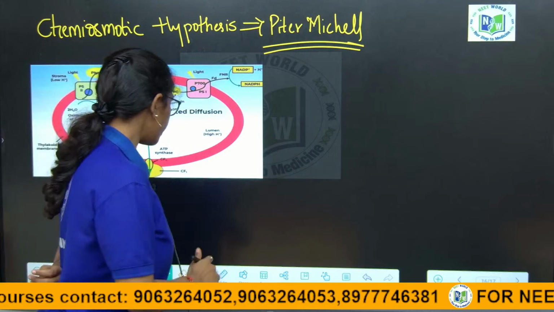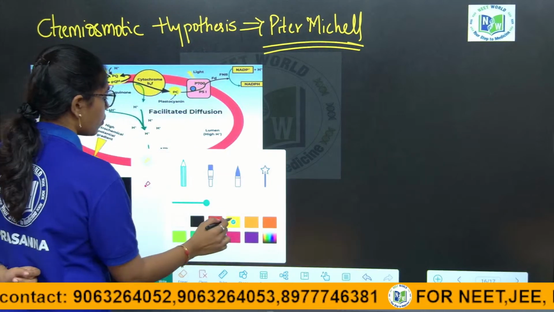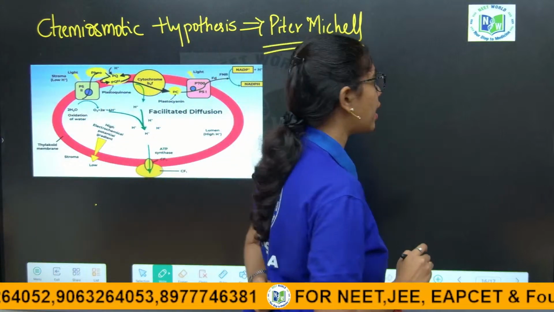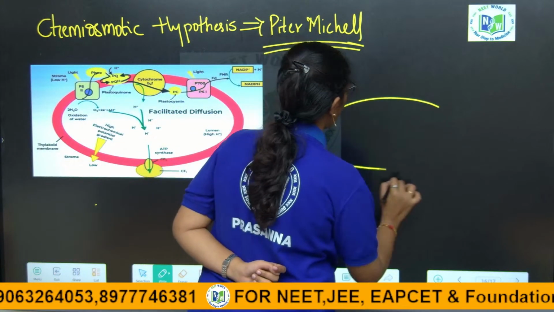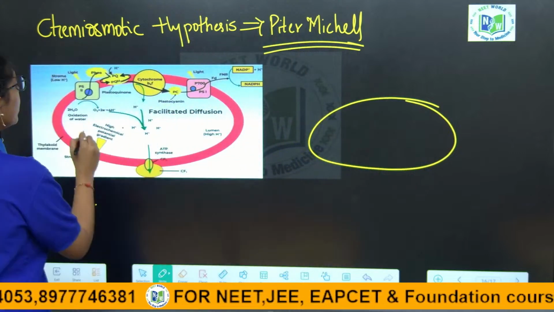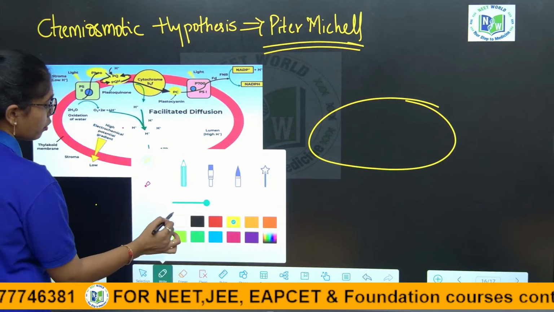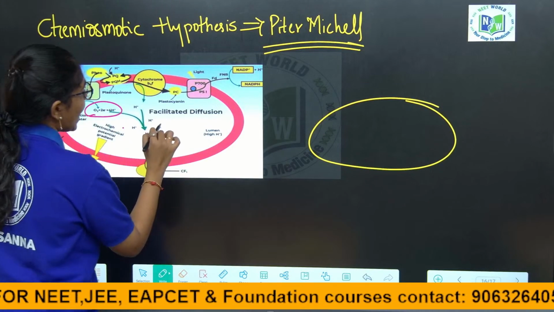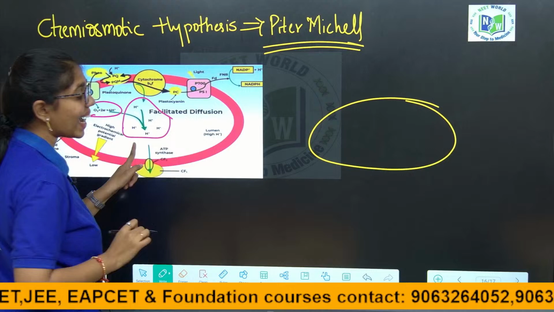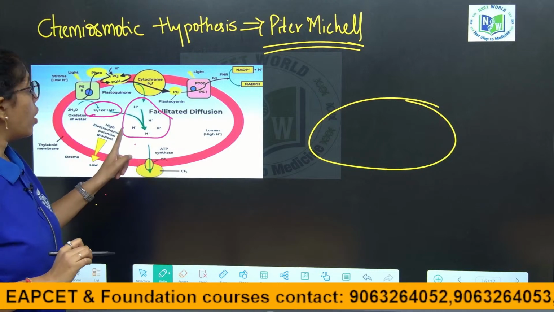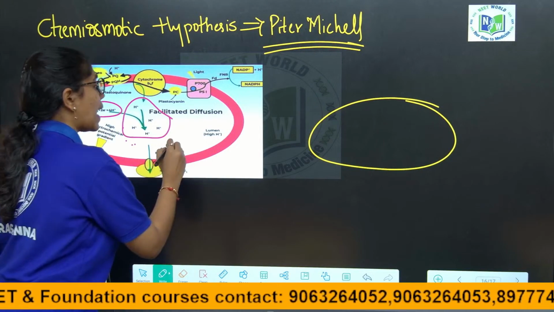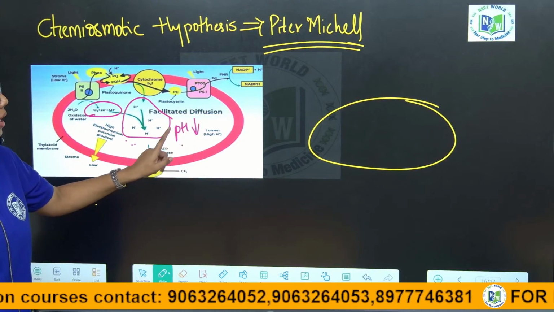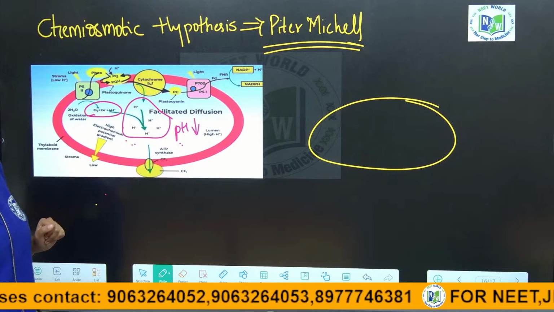If you clearly look into the concepts, because of photolysis of water in the thylakoid lumen, H plus concentration is high inside the thylakoid lumen. When H plus concentration is high, pH will be low. Low pH in the thylakoid lumen and high concentration is seen.